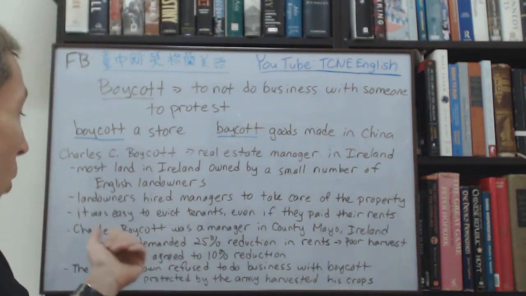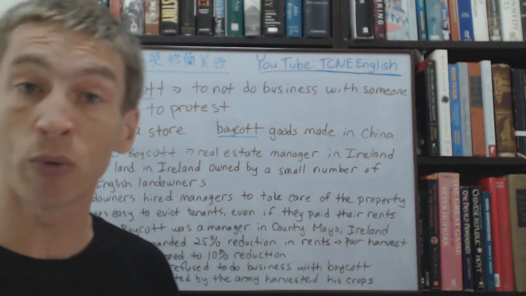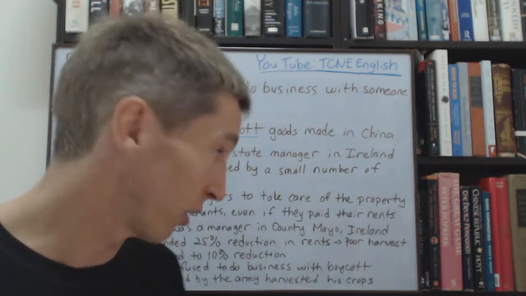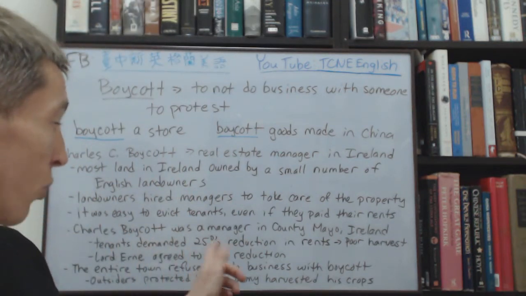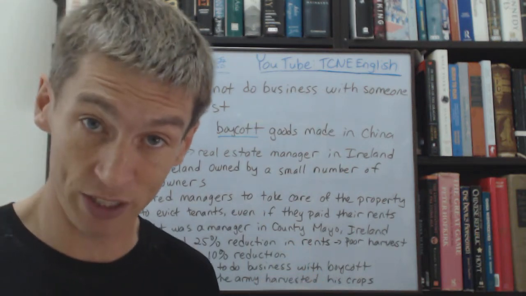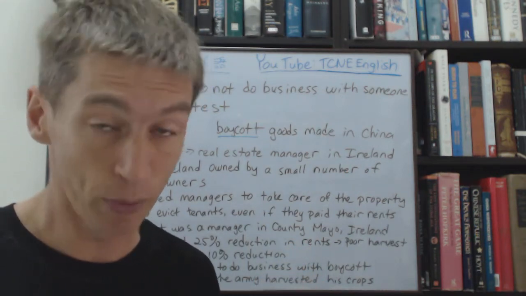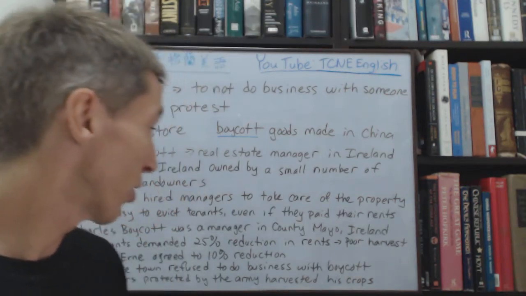Well, Charles Boycott was a manager in County Mayo in Ireland. Today it's the Republic of Ireland. And the tenants demanded a 25% reduction in rents. There was a poor harvest in Ireland that year. And we're talking here in the 1880s. There was a poor harvest.